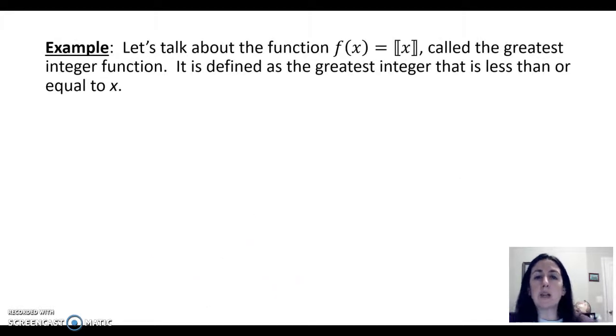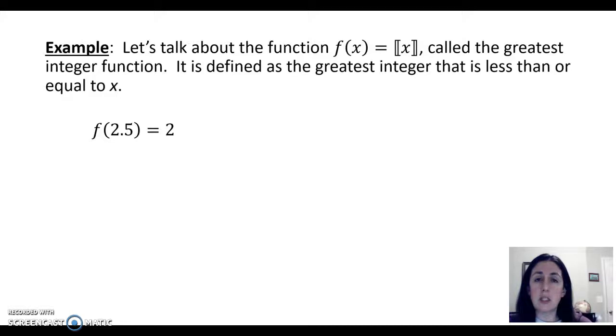I'm going to quickly introduce you to a new function called the greatest integer function. It's also known as the floor function. And it's defined as the greatest integer that is less than or equal to x. So for example, f at 2.5. What is the largest integer that is less than or equal to 2.5? Well, there are infinitely many integers that are less than 2.5, and I want the largest one.